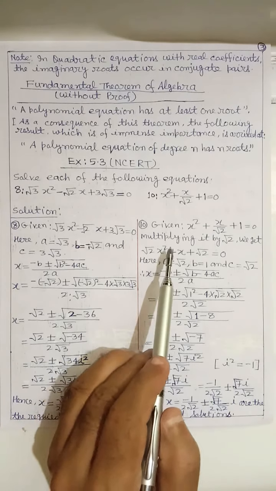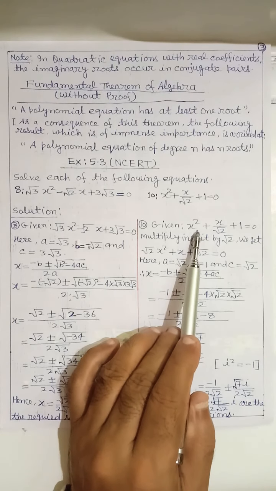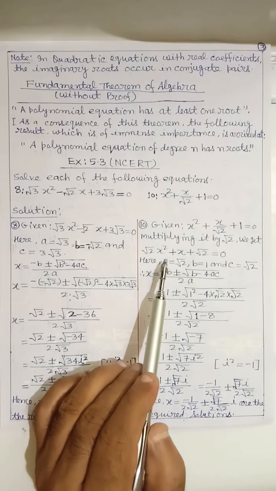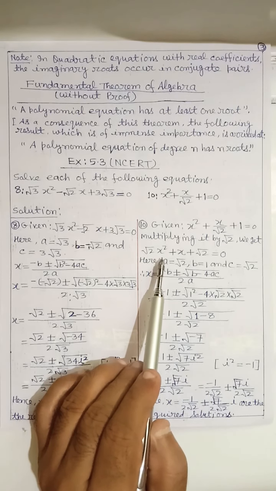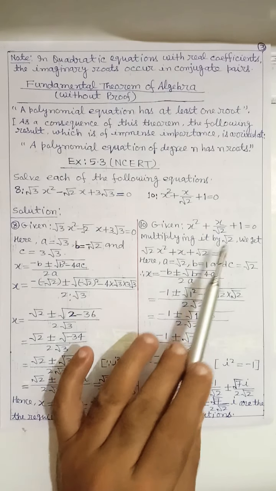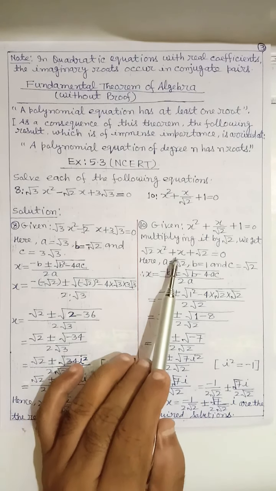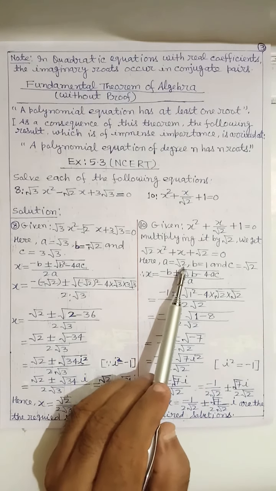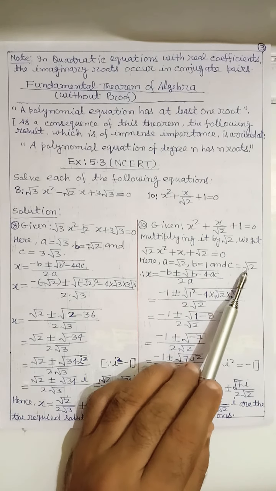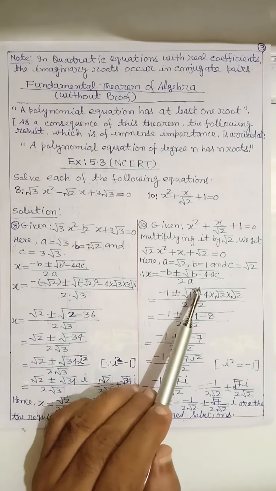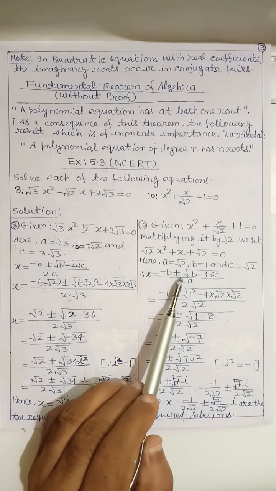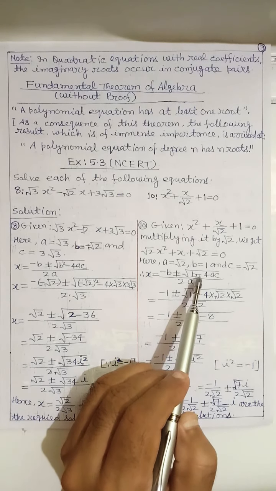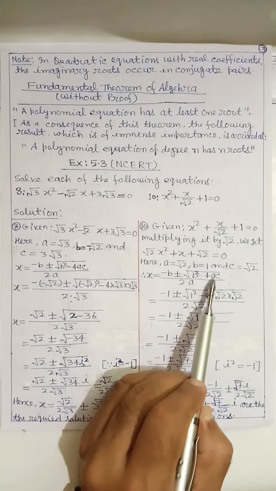Here, first we convert this equation x square plus x by root 2 plus 1 equal to 0 into simple form, meaning we multiply by root 2 on both sides, and we get root 2 x square plus x plus root 2 equal to 0. Here a equal to root 2, b equal to 1 and c equal to root 2. Using the formula, x is equal to minus b plus minus square root of b square minus 4ac by 2a.